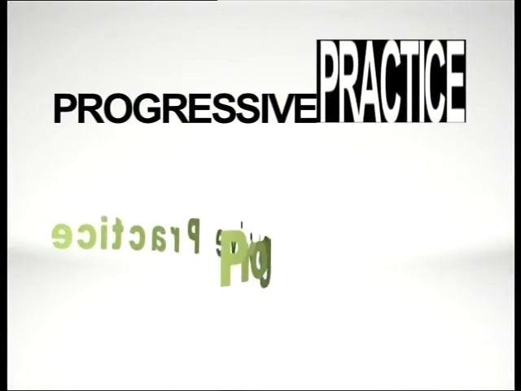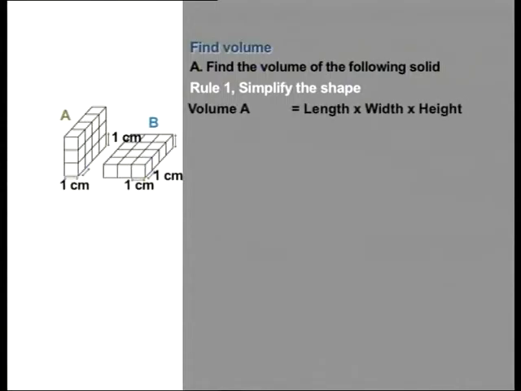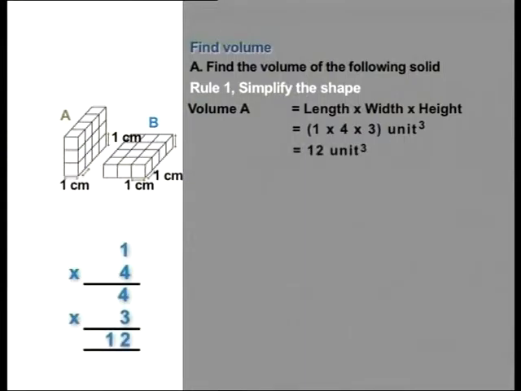Let's divide the shape into 2 parts. Name the left shape as A and the right shape as B. Let's find the solid of A. Length equal to 1 unit, width equal to 4 unit, and height equal to 3 unit cubes. So 1 unit cube multiplied by 4 unit cubes equal to 4 unit cubes, and 4 unit cubes multiplied by 3 unit cubes equal to 12 unit cubes. The total volume of solid A is 12 unit cubic.